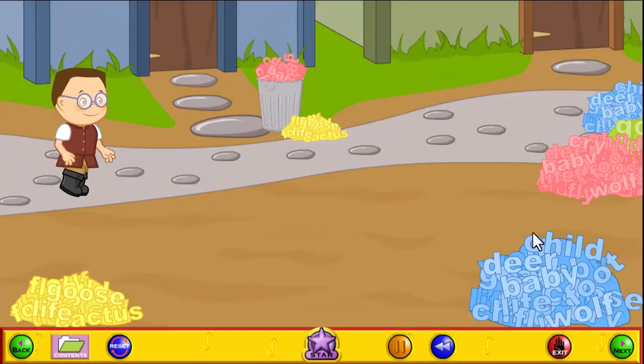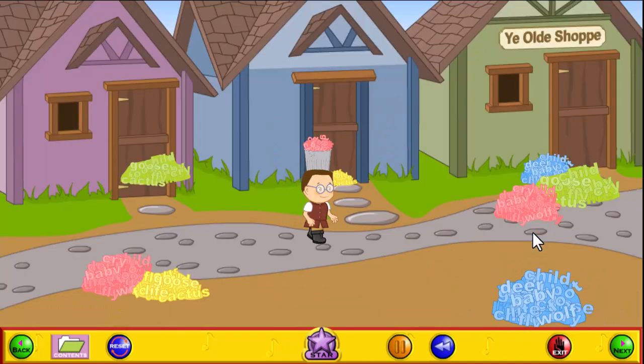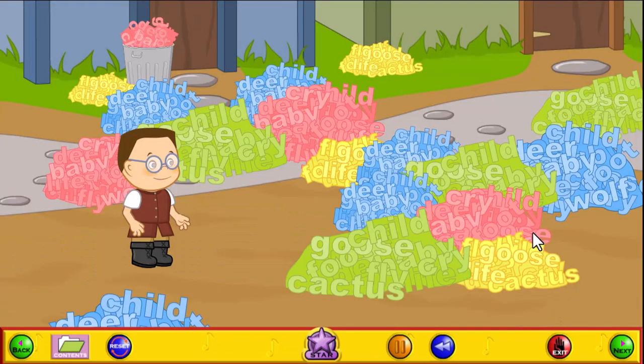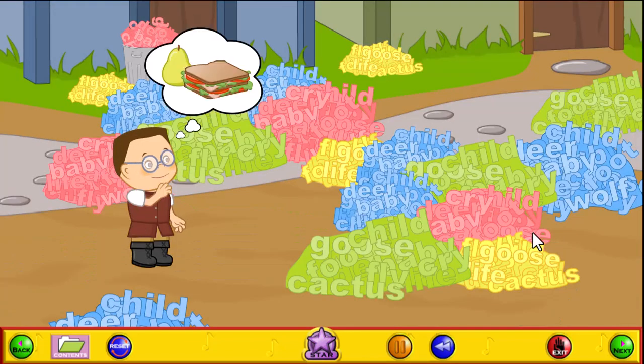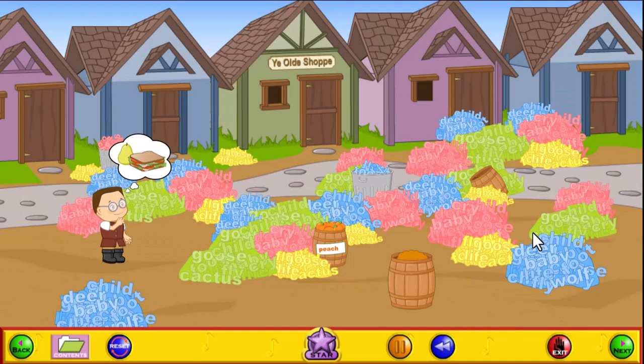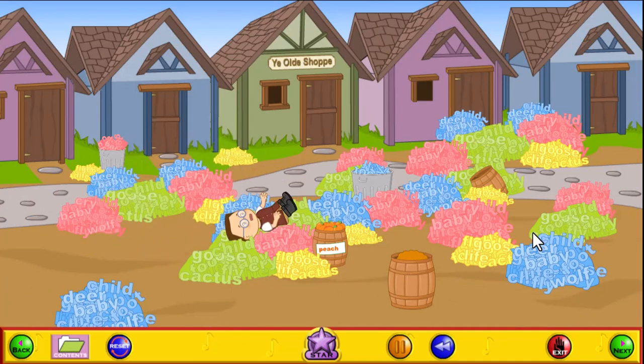One day, a stranger came to town. He was a pleasant-looking fellow who was so busy thinking about what he wanted to eat for lunch that he didn't even notice all the discarded words scattered all over the place. Whoa! Until he tripped over a big pile of them.